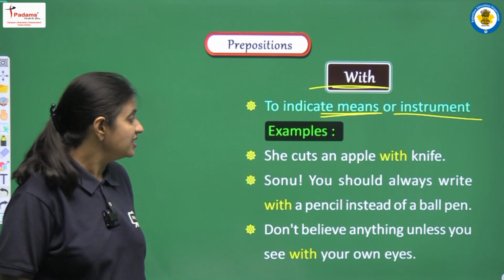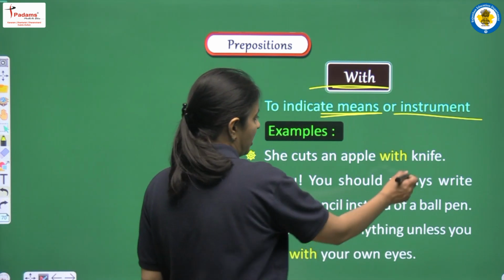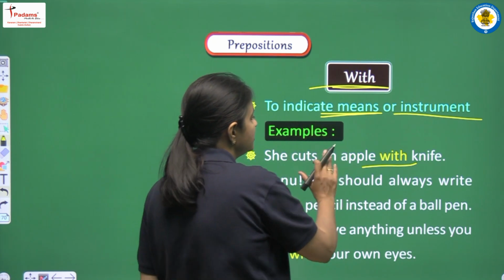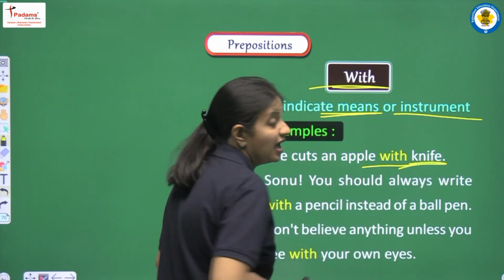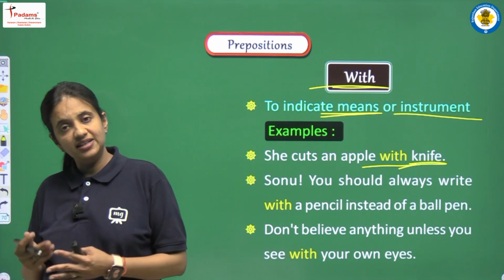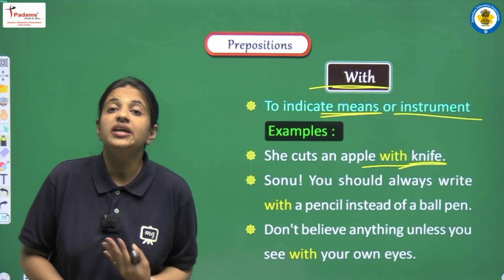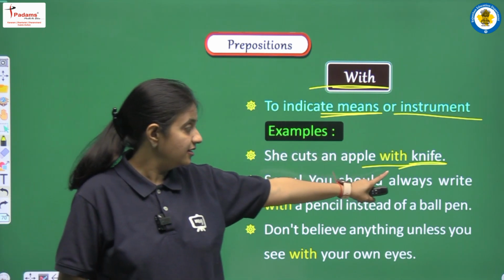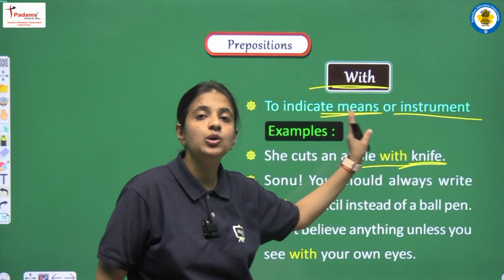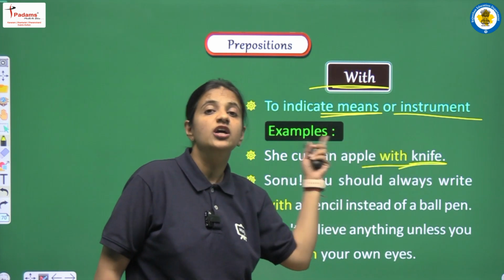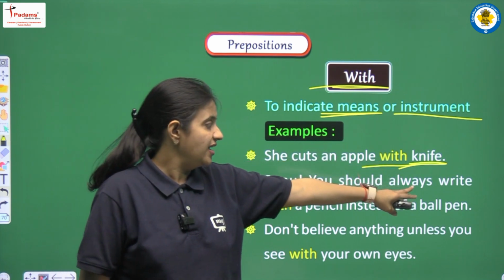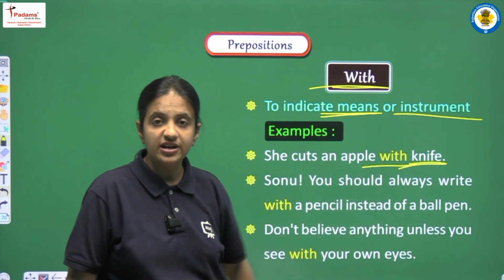Let's see the examples. "She cuts an apple with a knife." So here we are talking about one girl, and that girl cuts the apple, and how? With the help of a knife. So here in this example, the knife is the means, the knife is the instrument for this work, right? And this is the reason before "knife" we have "with," because the knife was used for this task to cut the apple.